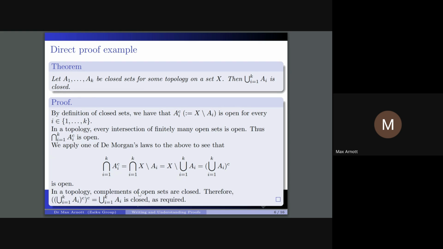In a topology, complements of open sets are closed. And this kind of completes the proof, right? Because you've got this open set here, you take the complement of it, you get the complement of the complement, which is just the set itself. So the union here is closed as required. That's the thing we're trying to prove.